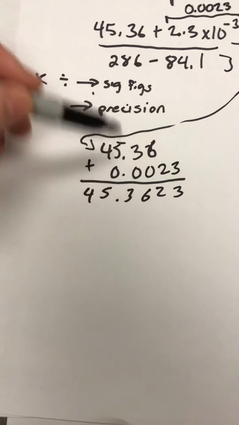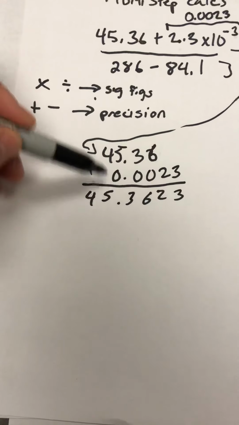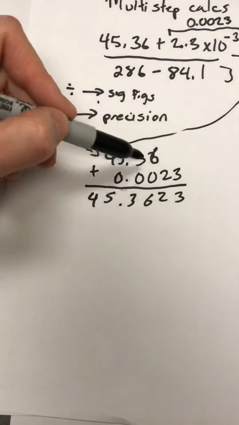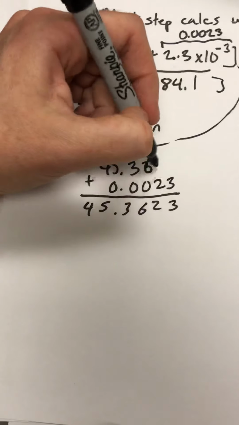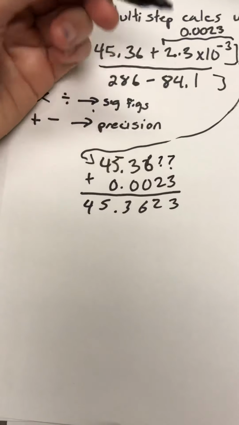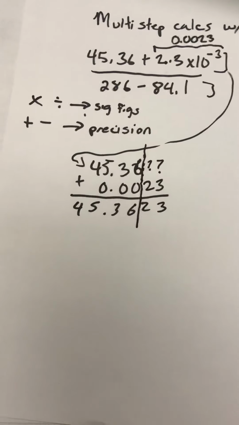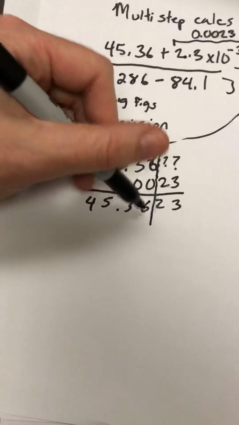So we go from left to right and ask, which number do we know the least about precision-wise? So here we know everything in the tens place. This is an assumed 0. We know everything in the ones place. We know everything in the tenths place. We know everything in the hundredths place. But when we get over here, we have no idea what these two numbers are. So we only know to the hundredths place. So our answer technically should be just to the hundredths place.